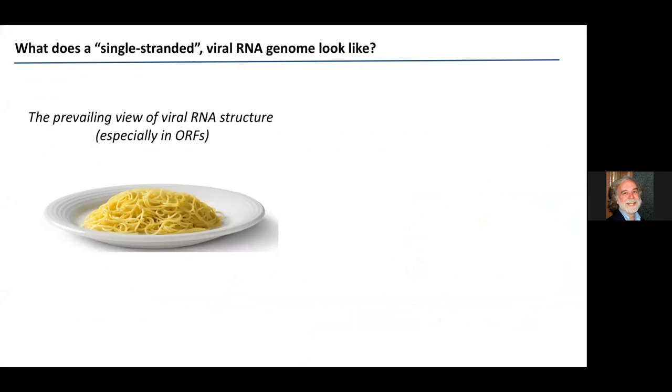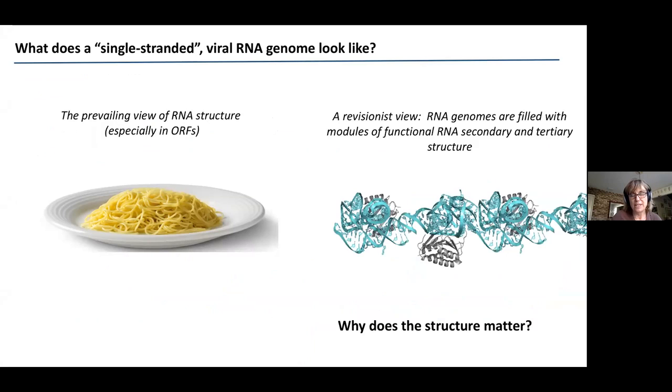Okay, good. So the prevailing view that most people have of the way viral RNAs and viral RNA genomes look, even positive strand RNA viruses, is this plate of spaghetti, and especially in open reading frames. That's how we think about it. And I'm going to try to convince you that it looks more like what we see on the right, that there are modules of structure that have discrete secondary and tertiary structure, and that this matters for function.